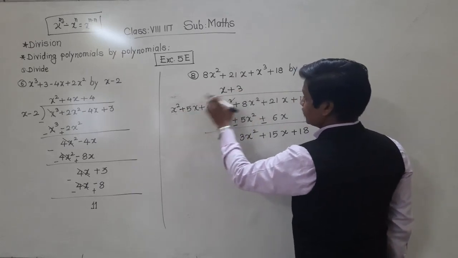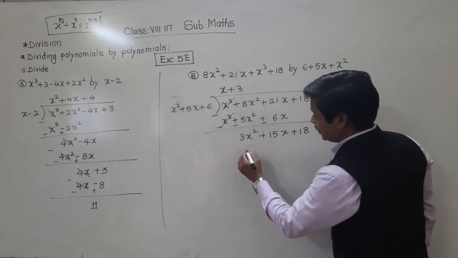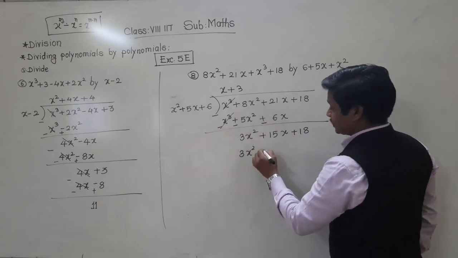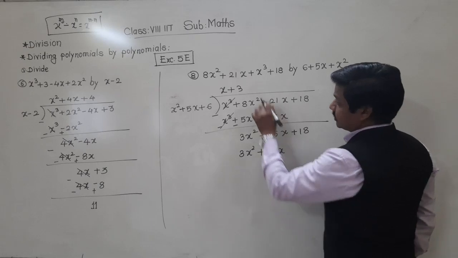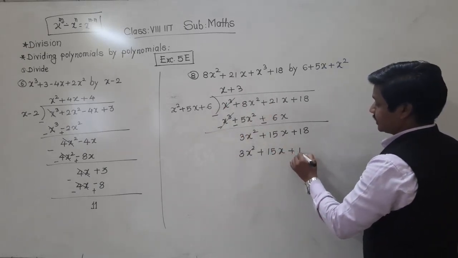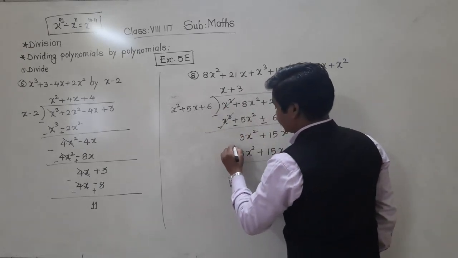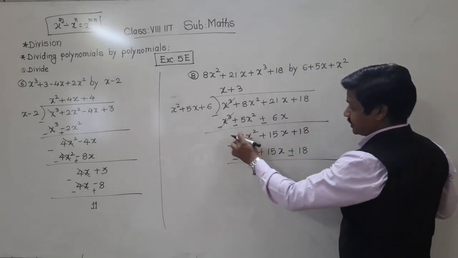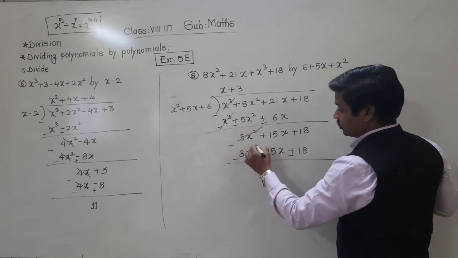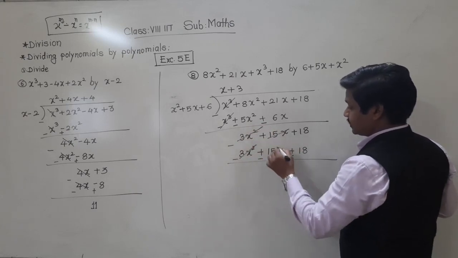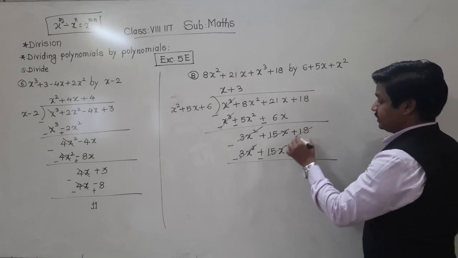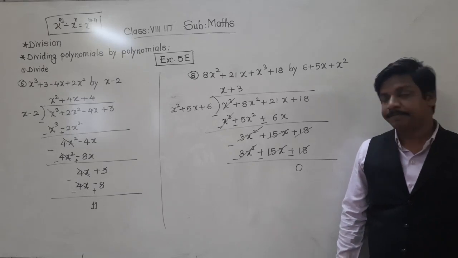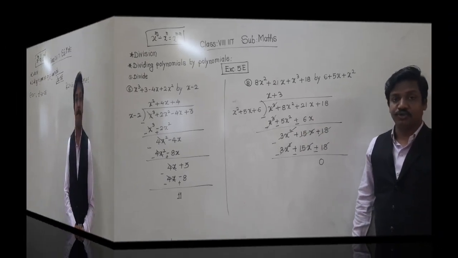Multiply now this divisor by 3. 3 into x square, 3x square, 3 into 5x, 15x, 3 into 6, 18. Subtract. So due to this minus sign, this will become minus, minus, minus. 3x square minus 3x square, 0. 15x minus 15x, 0. 18 minus 18, 0. Remainder is 0. Okay? Write these two more examples in your note.